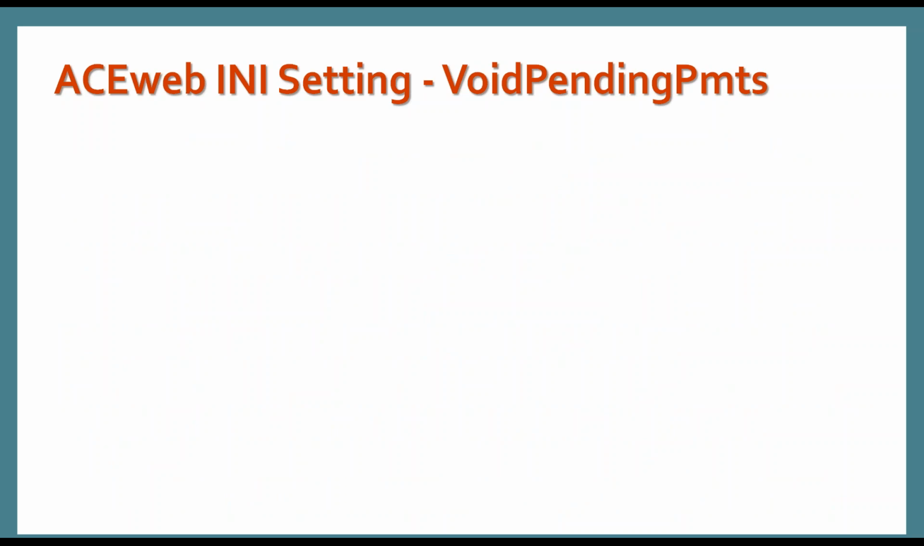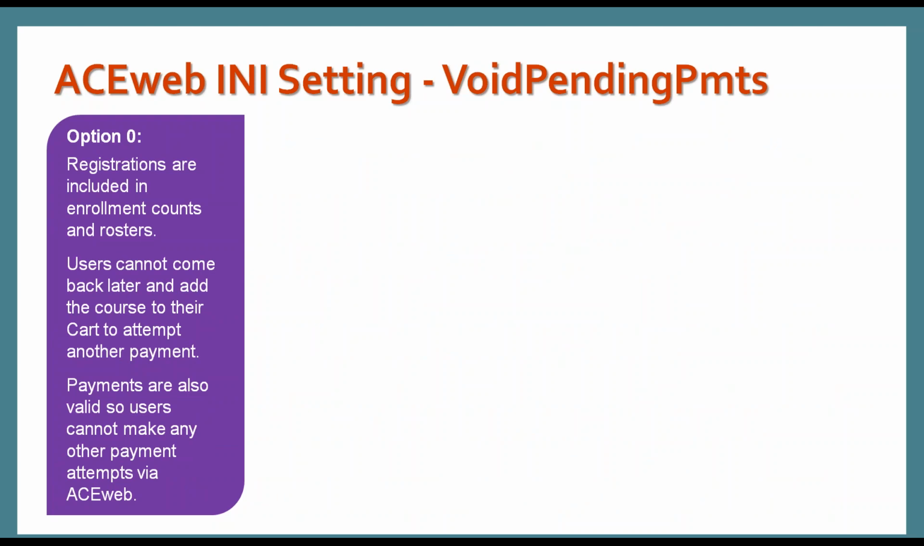Okay, so what do each of those settings mean, 0 through 3? For option 0, if a user leaves your ACEweb site and goes to make a payment and something occurs, this is what's going to happen when that AW pending record is still left in your database. Their registration is going to be a valid registration. It's going to be included in enrollment counts. Their registration is going to show up on rosters.